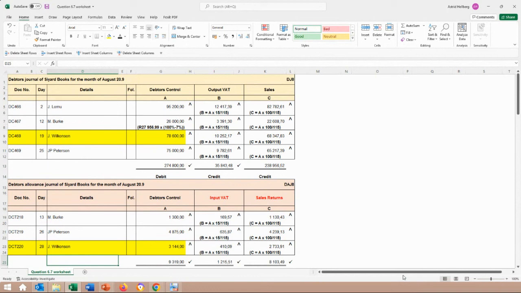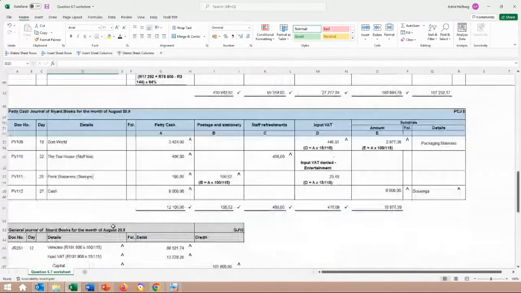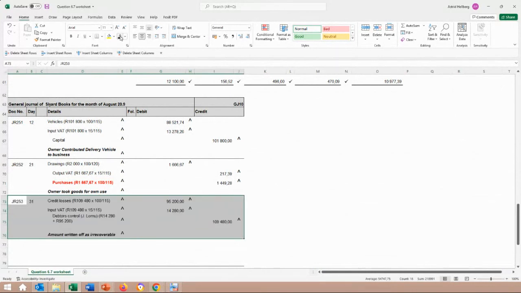Okay, so Neil says it's 109,480. Okay, Neil, let's quickly check if you are correct. When we write something off as a bad debt, it will go to our general journal. So you are correct, Neil, but remember that amount is inclusive of VAT, so that goes to debtors control. So the credit losses amount would be the amount excluding VAT.